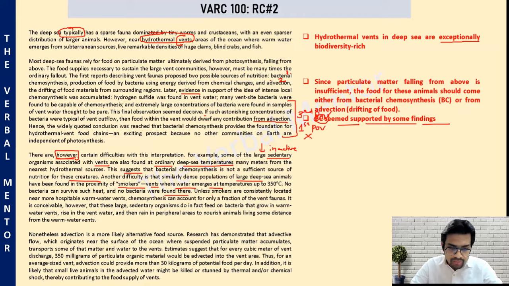Unless smokers are consistently located near more hospitable warm water vents, chemosynthesis can account for only a fraction of the vent faunas. It is conceivable, however, that these large sedentary organisms do in fact feed on bacteria that grow in warm water vents, rise in the vent water, and then rain in the peripheral areas to nourish animals living some distance from the warm water vents.